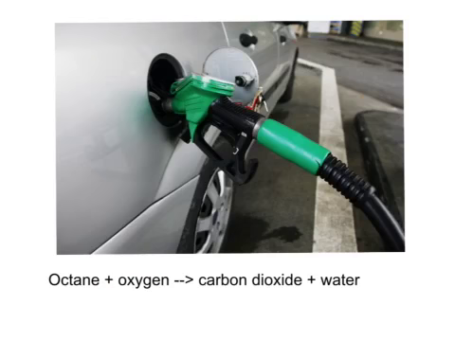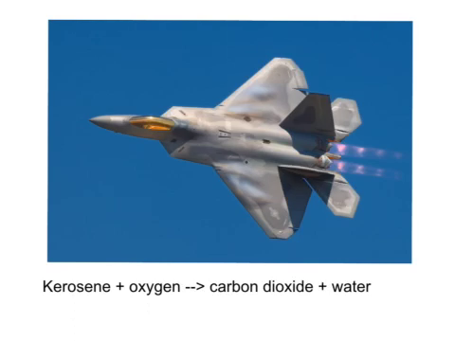Now, some engines aren't working very well, or don't get enough oxygen into them. We end up with carbon monoxide. If we only have one oxygen here and not enough oxygen to complete this reaction, instead of getting carbon dioxide, we get carbon monoxide, and that is a bit more dangerous for us. But this is another example of a combustion reaction. Petrol in cars.